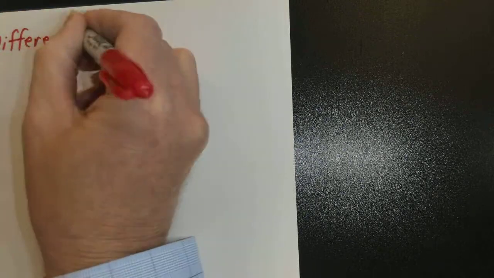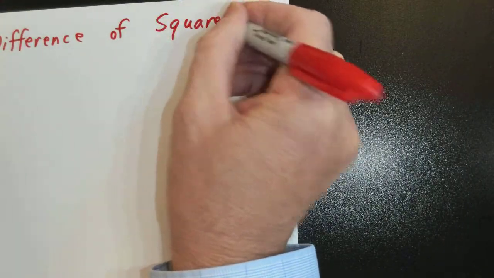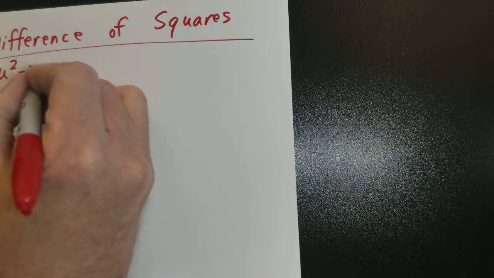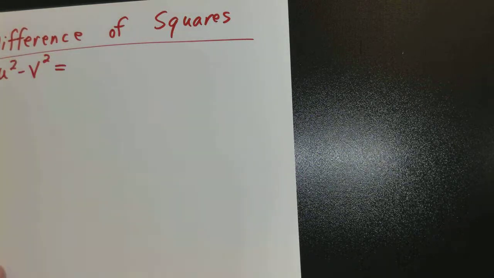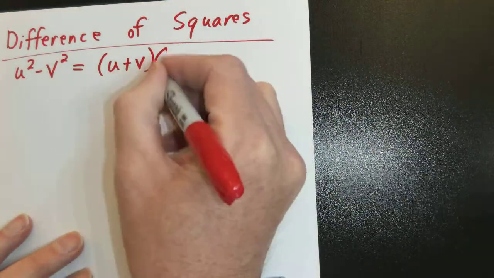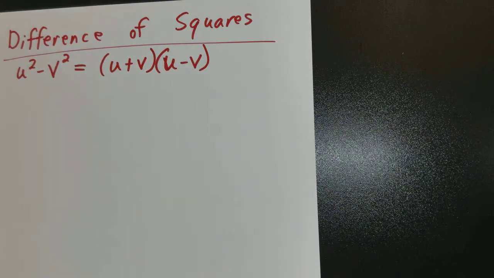Let's go to the next topic, difference of squares. All right. My general example, u squared minus v squared is equal to u plus v times u minus v. Everybody comfortable with that? Okay.